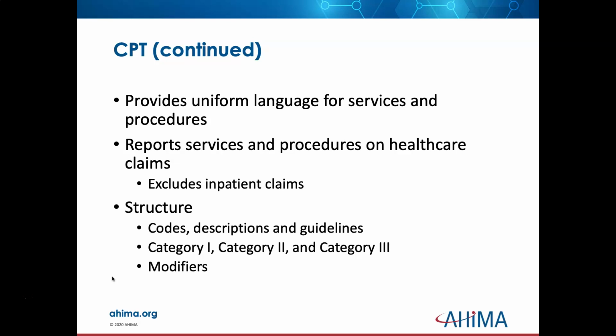You need to know that the Category 1 CPT includes 6 main sections, and those sections are E&M, Evaluation and Management Codes, Anesthesia, Surgery, Radiology, Pathology and Laboratory, and Medicine. And this is on page 131 in your book. You need to know that. Hint, hint, hint, I will tell you.